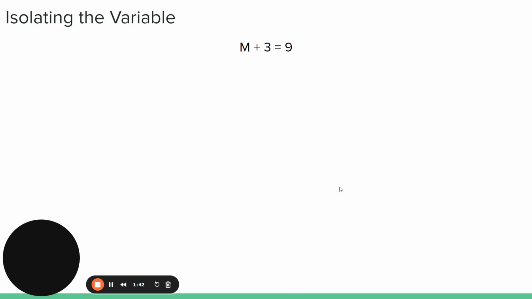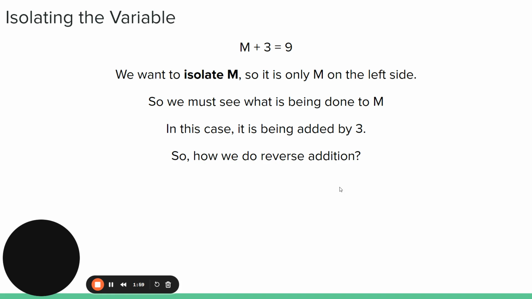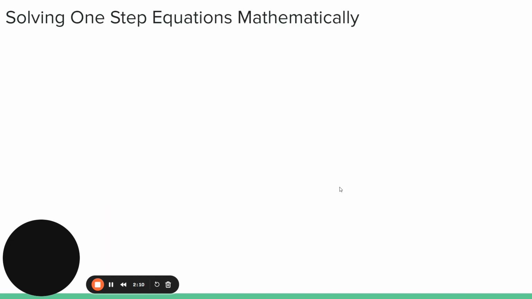M plus 3 equals 9. We want to isolate m so it is only m on the left side of the equation. So we must see what is being done to m. In this case, it is being added by 3. So how do we reverse addition? Its inverse operation, subtraction. We must subtract 3 to reverse m getting added to by 3. So this is how we're going to solve them.